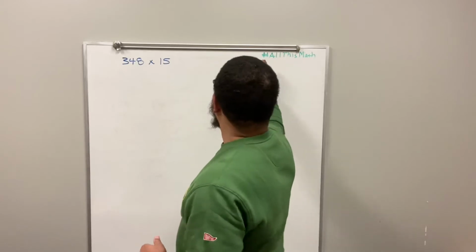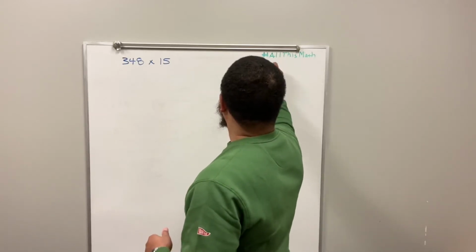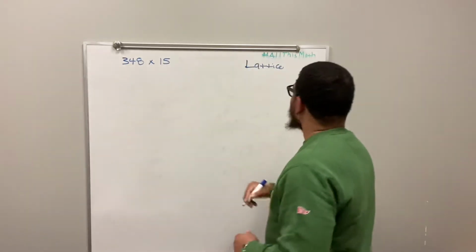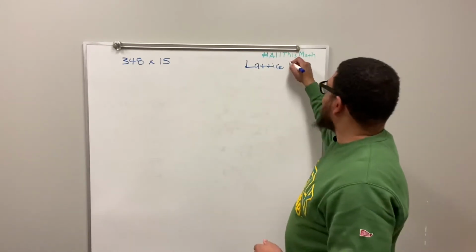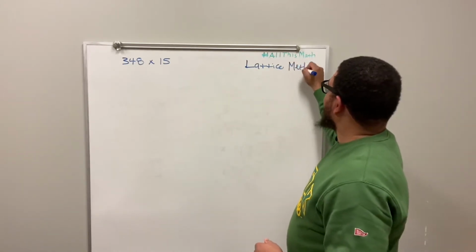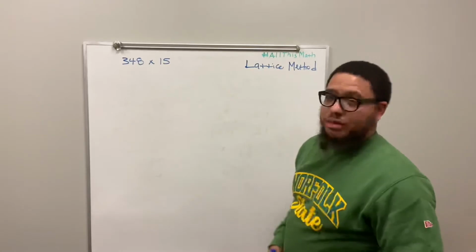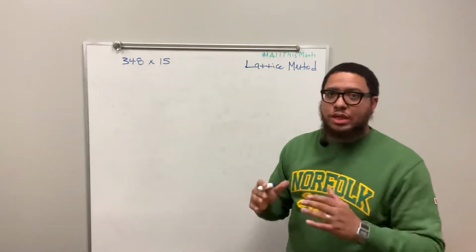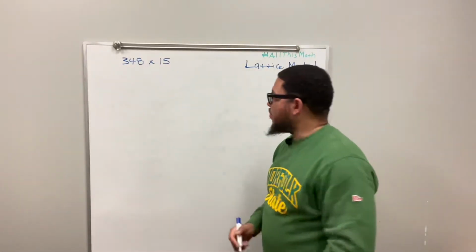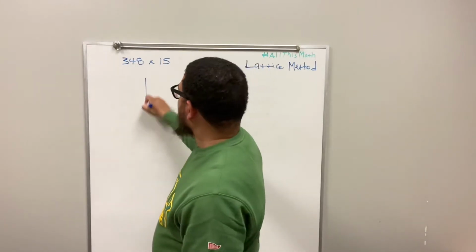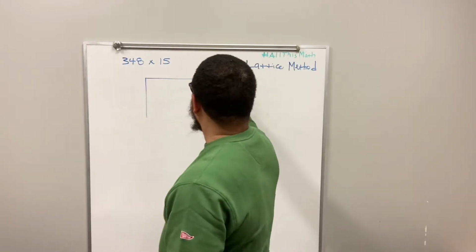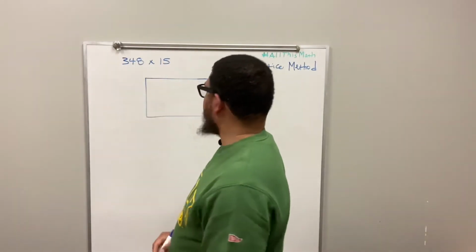Matter of fact, let me write that down. Lattice, not lettuce, like lettuce and tomatoes, but lattice. Lattice method. All right, that's what we're about to do. We're about to get into the lattice method of multiplication. All right, so first, draw a rectangle. That's big enough right there.